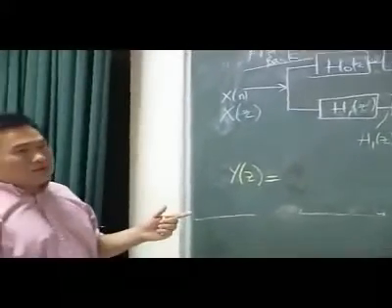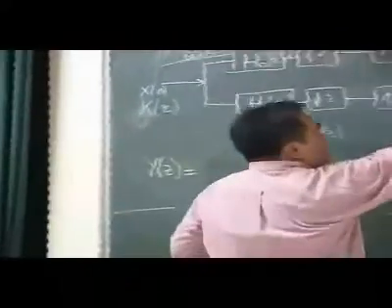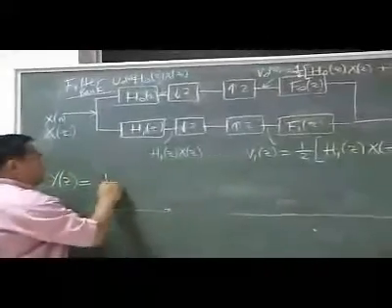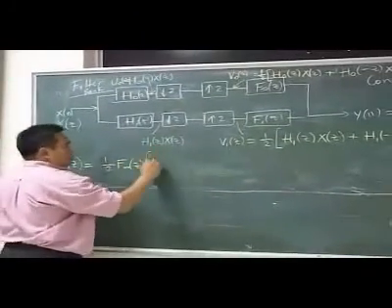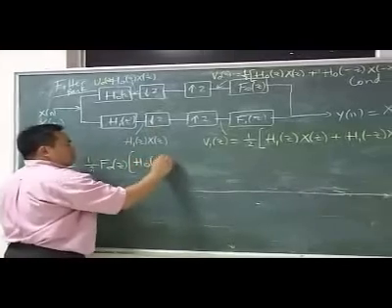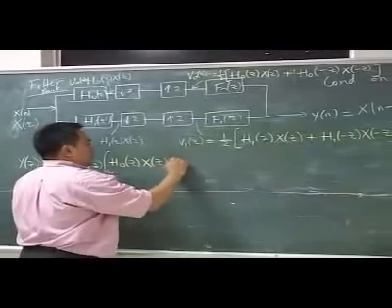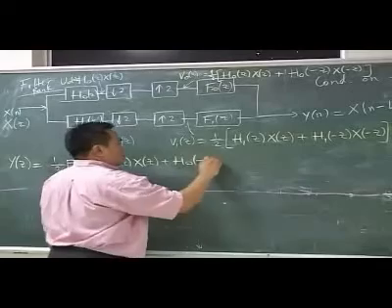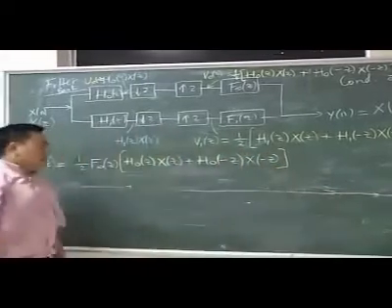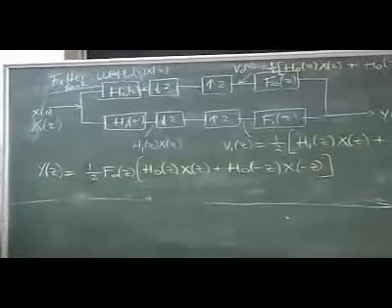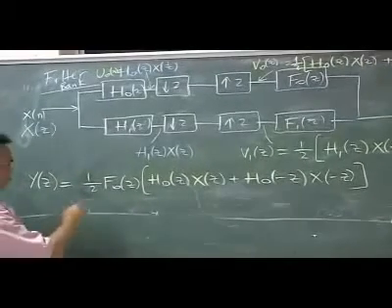What do I have equal to? F naught times that, right? So that's 1/2 F naught of Z times a fixed quantity. The second branch is F1 and H1.